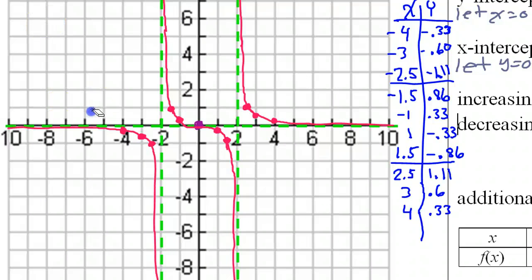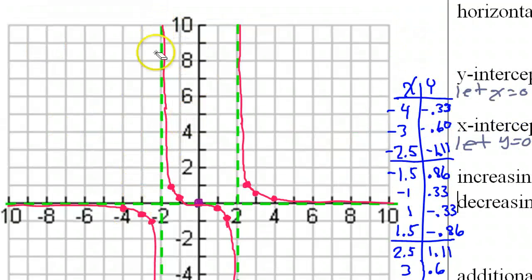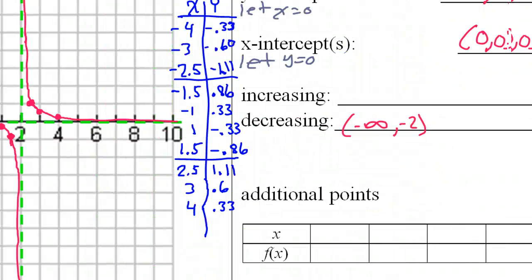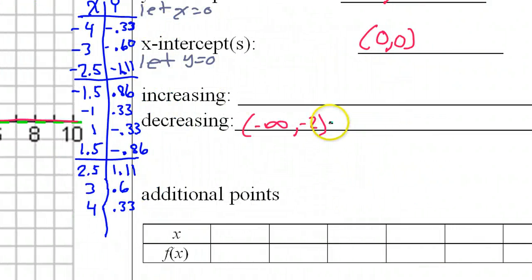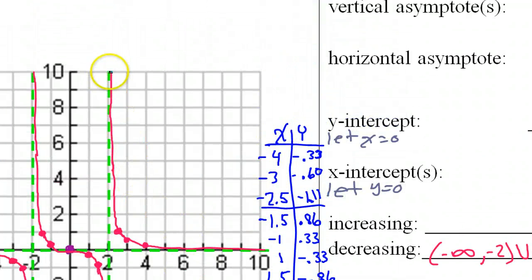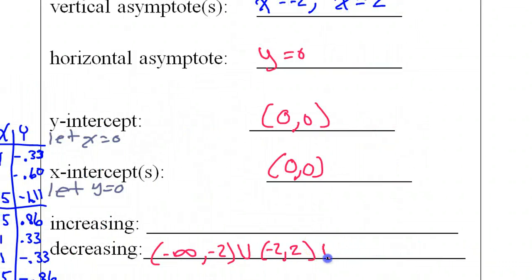Okay, what else? Now, this entire swerve in the middle is decreasing. From left to right, it's going downhill like a slide all the way down. So negative 2 to positive 2 is decreasing. Okay, so union, negative 2 to positive 2. All right, which brings us to the third branch. Now from left to right, down, down, down, down. Another decreasing. So from positive 2 to infinity is a third decreasing interval.